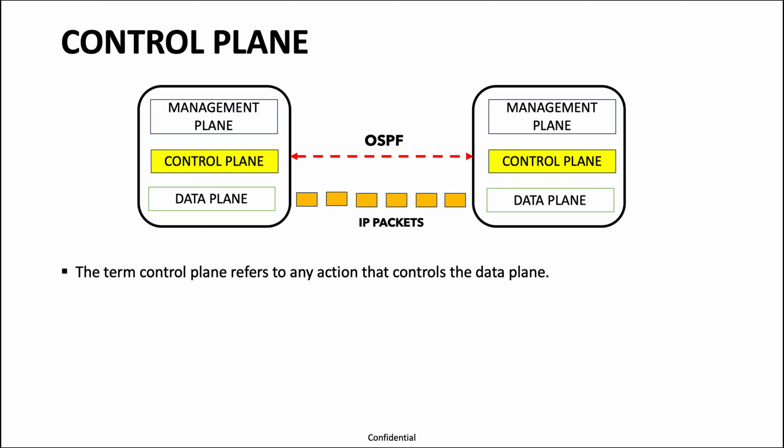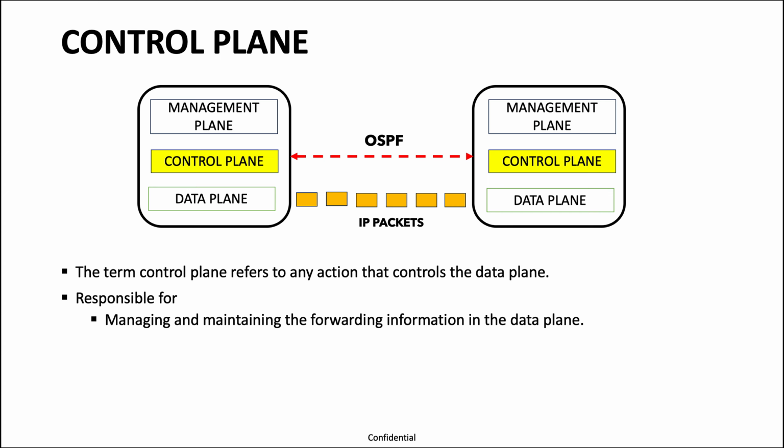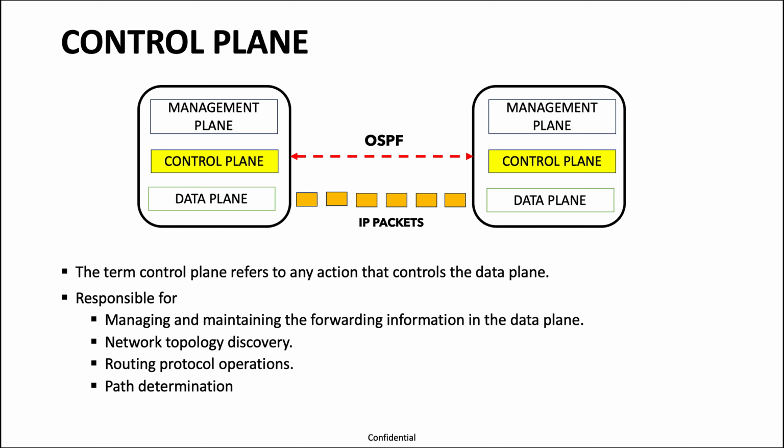The control plane is responsible for managing and maintaining the forwarding information in the data plane. It is also responsible for network topology discovery, routing protocol operations, and path determination between source and destination. There are a lot of protocols. OSPF is one of the control plane protocols. The other protocols are like RIP, ARP, EIGRP, and then BGP. A lot of routing protocols, you can say.